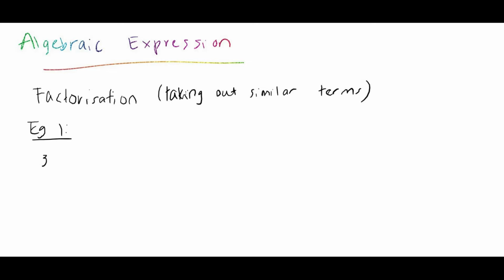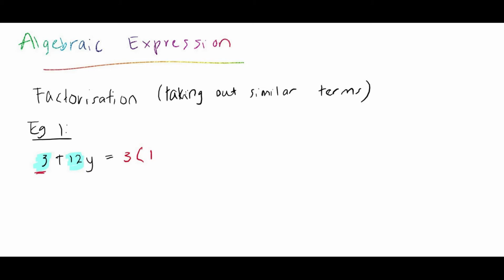So example 1 gives you 3 plus 12y. Okay, looking at these two terms here, you can only find similarity in the numbers, which is 3 and 12. And you can see that 12 is a multiple of 3. So you can take out 3.